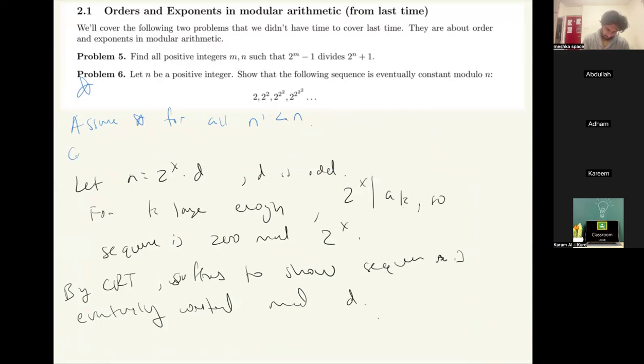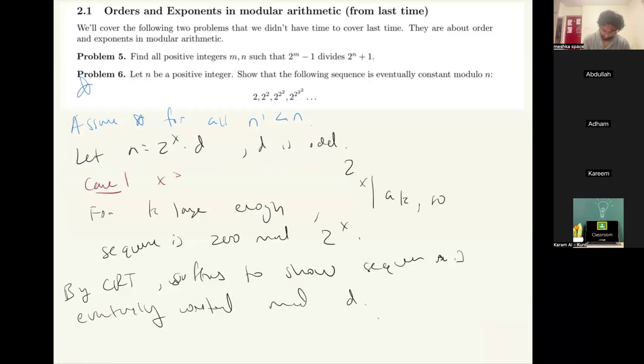Case one is when you write n as a power of 2 times an odd number, 2 to the x times an odd number. So case one is where x is at least 1, and then you actually are immediately done by strong induction, right? Because you reduce it to showing it for d, but d is less than n. So done, true by strong induction. And then case two is when x equals 0. So n itself is odd.